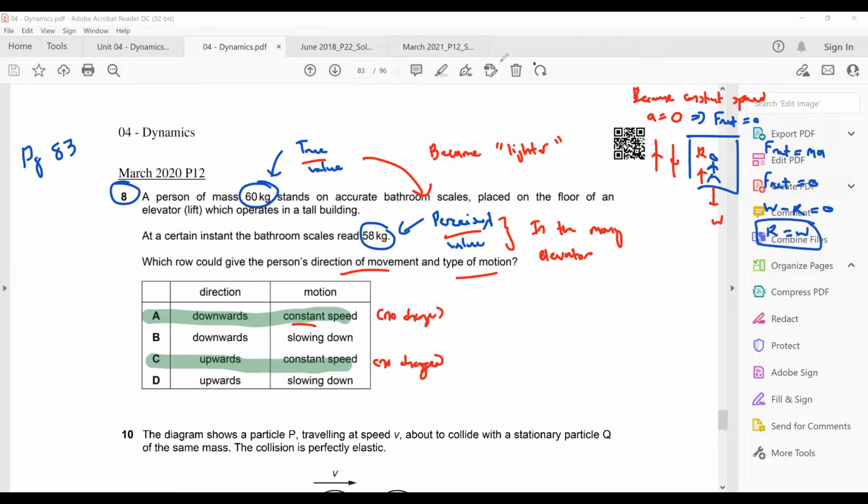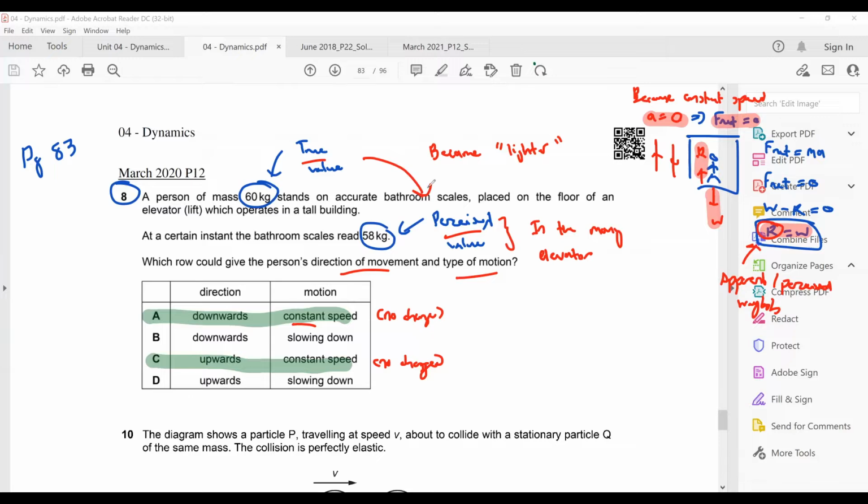I don't think I should make things more complicated. So just know that if the acceleration is 0, net force is 0, the forces are equal and opposite, W is equal to R. So this one, no change. This is your apparent or perceived weight. Right, so that only leaves you with two other choices. Either you are going downward and slowing down, or you are going upwards and slowing down.